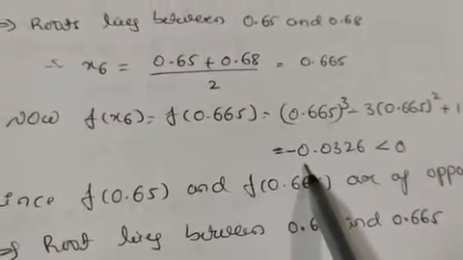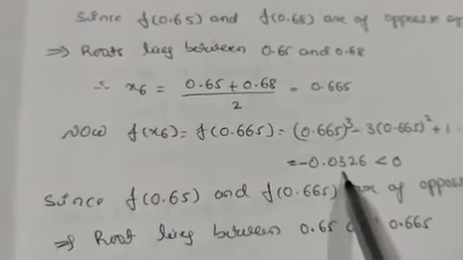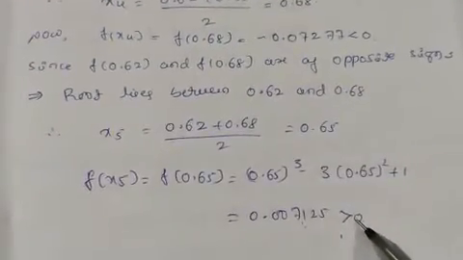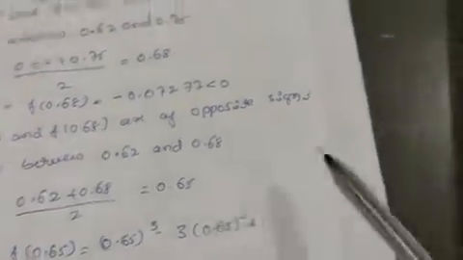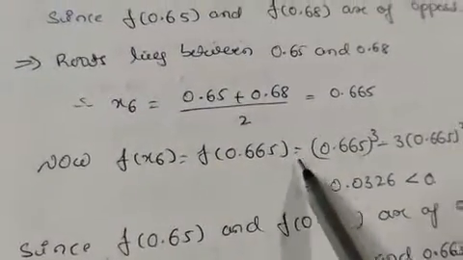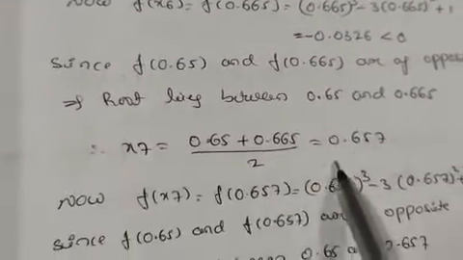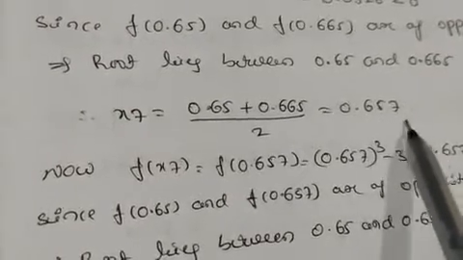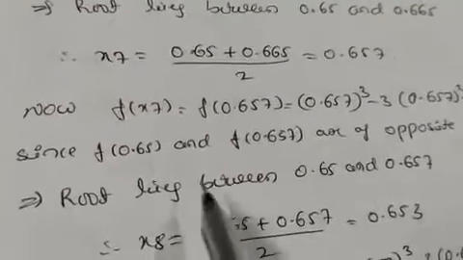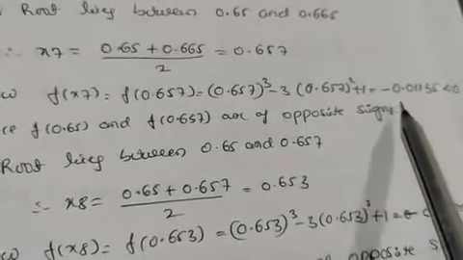So f of x6 is negative, and f of x5 you have to see here. F of x5 is again what? We have seen that f of x5 is positive. F of x6 is negative. So therefore the root lies between 0.65, that is x5, and x6, 0.665. Again if you divide this interval, you will get x7, the next approximation, equal to 0.657. Now find f of x7, and after simplification you will get a negative value.